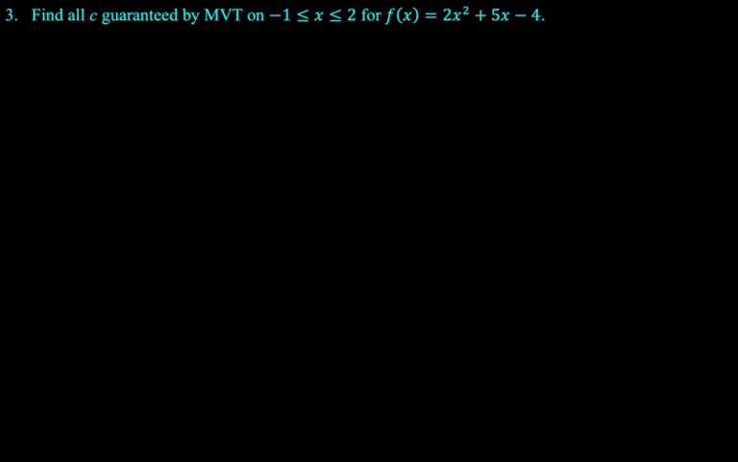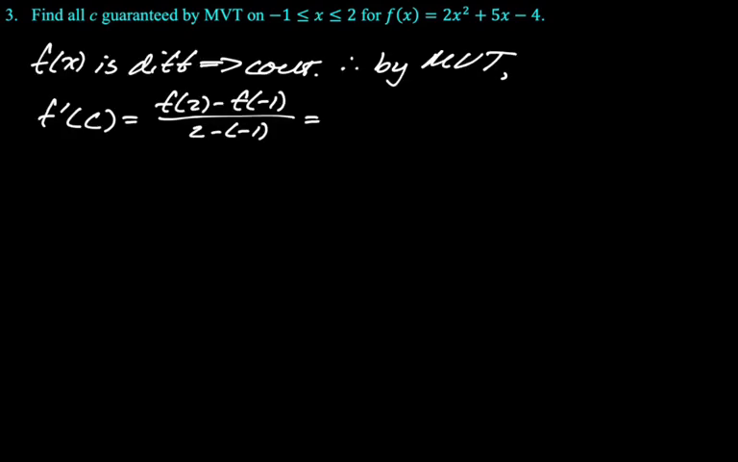So I'm going to say that f of x is differentiable, which implies continuous, therefore by the mean value theorem, now I'm setting it up, f prime of c equals f of 2 minus f of negative 1 over 2 minus negative 1.